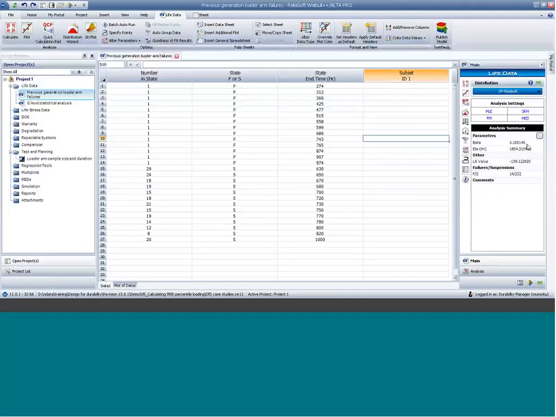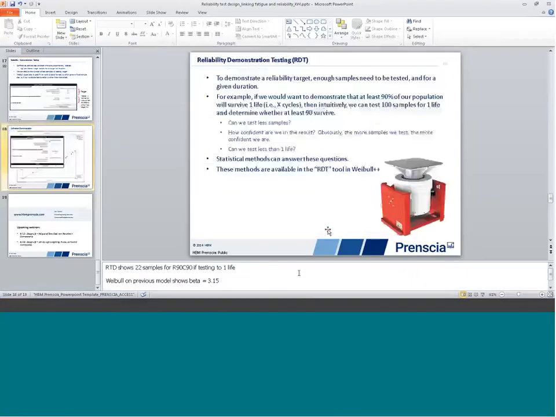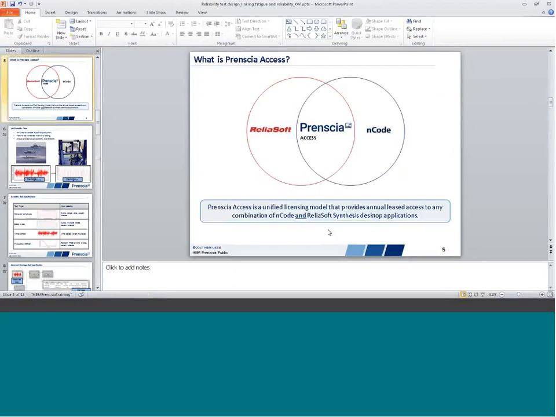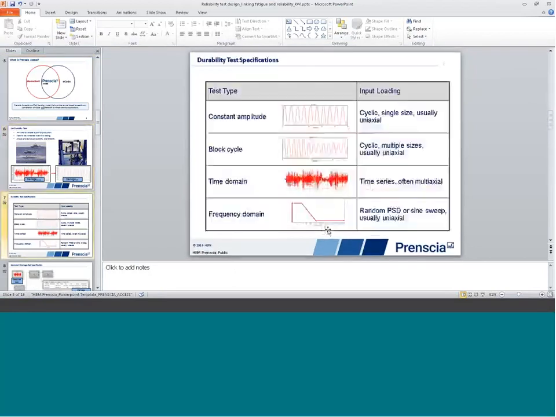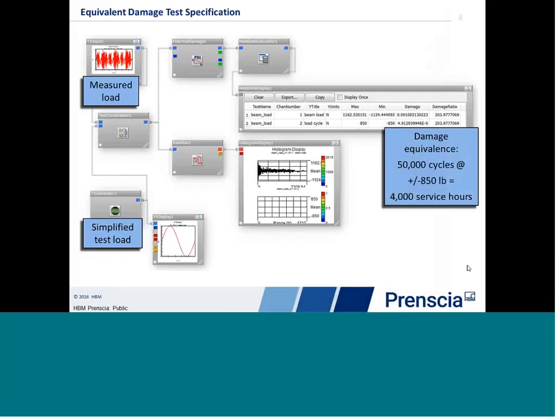And now we're going to think about how we plan our reliability demonstration test. So just as a reminder, let's go back here to what we did in ENCODE. This right here. So here we would go off and do some analysis in ENCODE, and again, this is beyond the scope of class today, but we could use these fatigue damage equivalence tools to look at an equivalent damage fatigue specification, which we see over here on the right side.